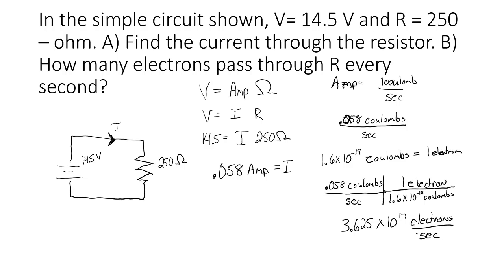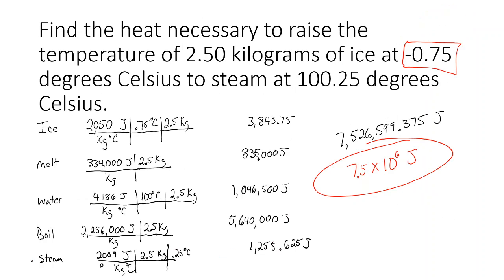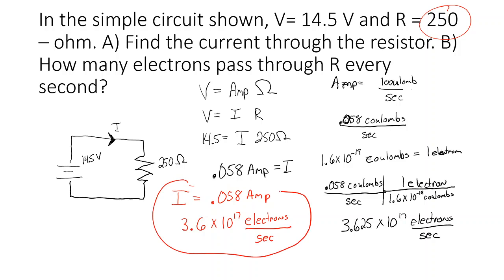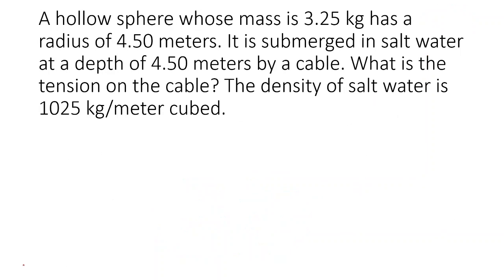So my solution, applying my 2 significant digits found right there, is going to be the current is 0.058 amps and the electron value passing every second is 3.6 times 10 to the 17th electrons per second. All right, that's how we're going to do that problem. Let's move on to our 4th problem today.